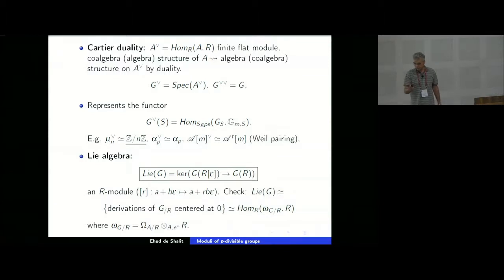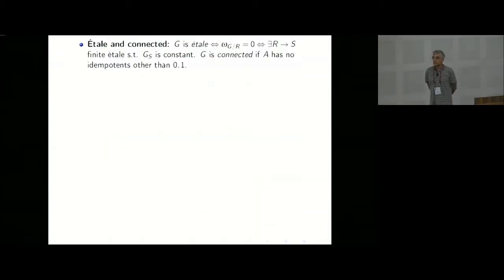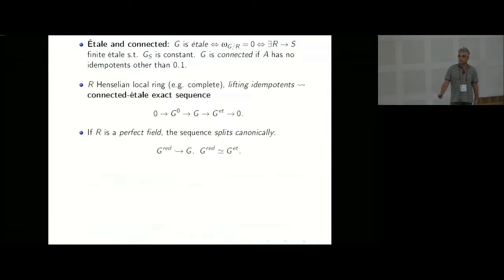So this is the Lie algebra. Then we have the important notions of étale and connected group schemes. So G is étale if this cotangent space at the origin is 0. And this is equivalent to saying that after a finite étale base change, it becomes constant. And it's connected if Spec A is connected, which is the case if A has no idempotents other than 0 and 1.